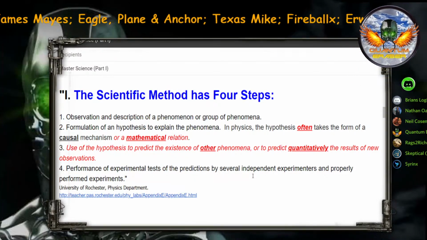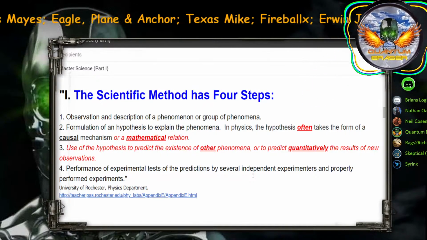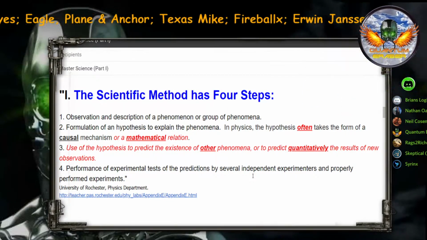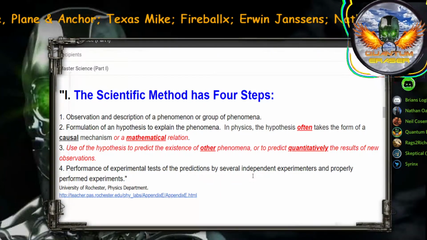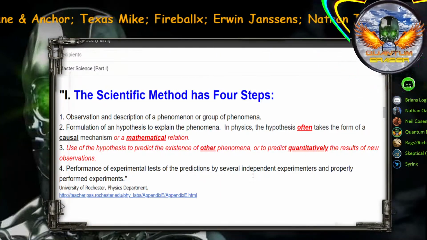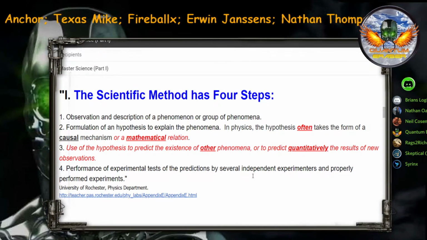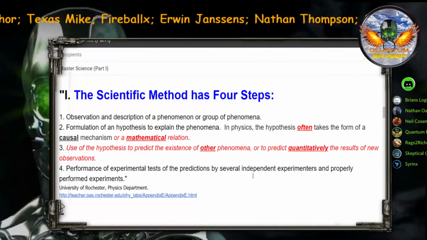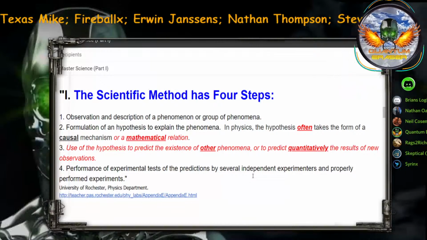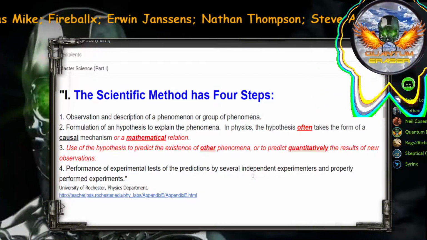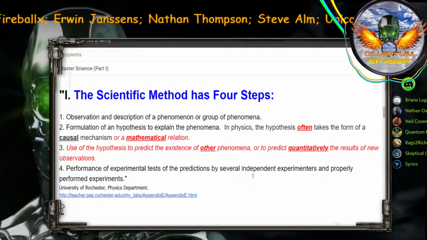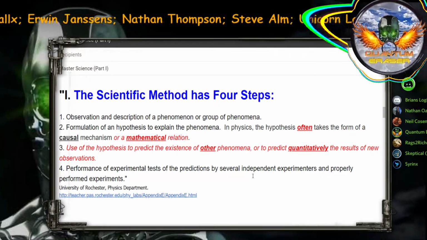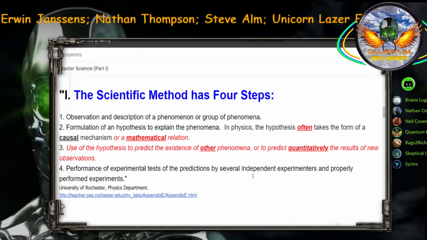That lines up. 2. Formulation of a hypothesis to explain the phenomena. In physics, the hypothesis often takes the form of a causal mechanism or a mathematical relation. 3. Use of the hypothesis to predict the existence of other phenomena or to predict quantitatively the results of new observations. And number 4, performance of experimental tests of the predictions by several independent experimenters and properly performed experiments.